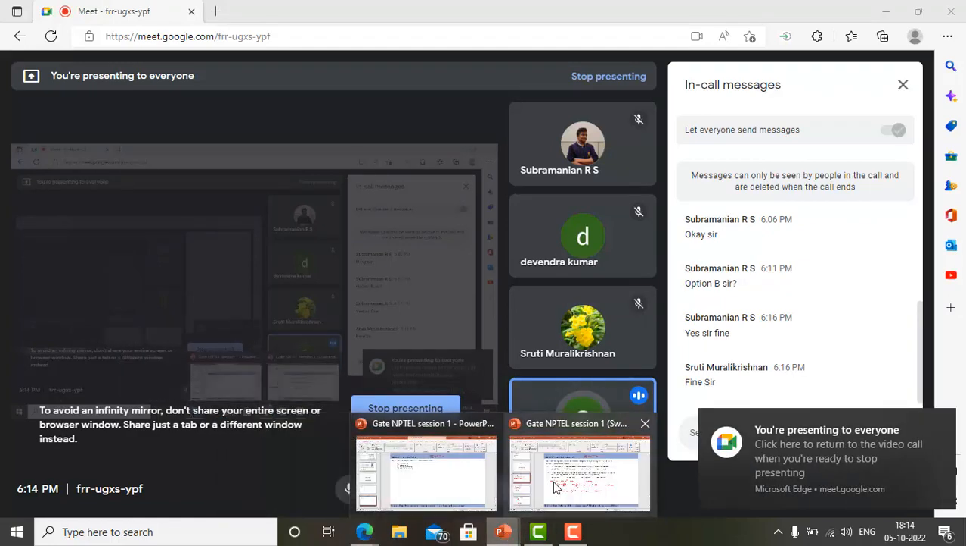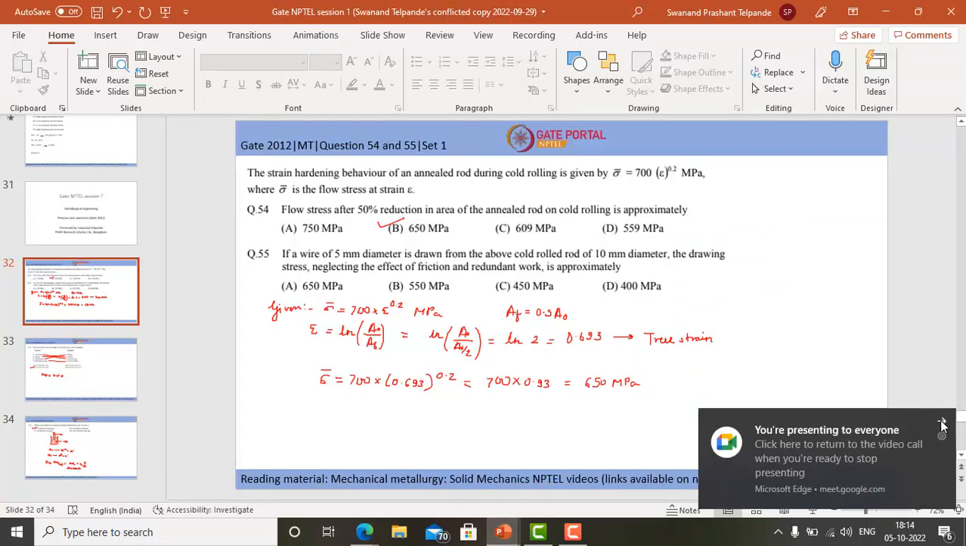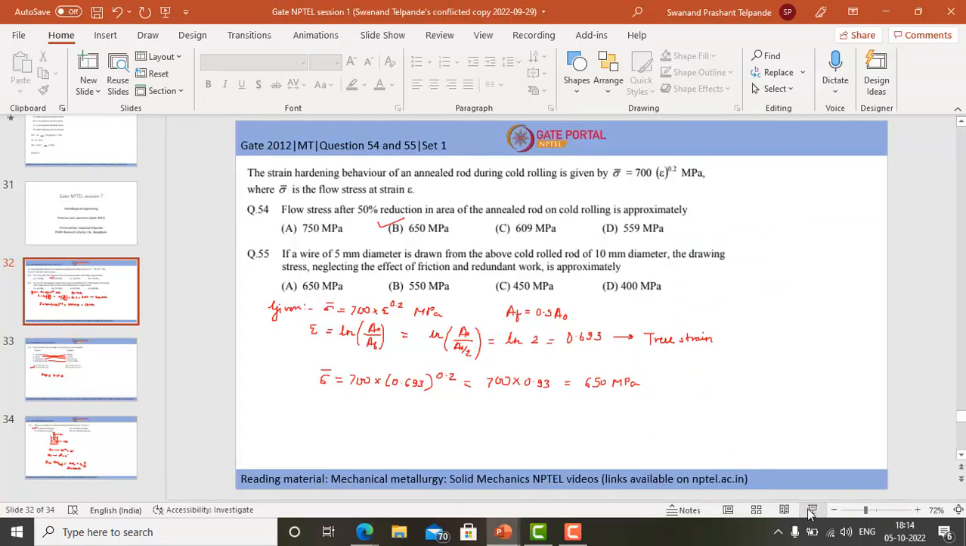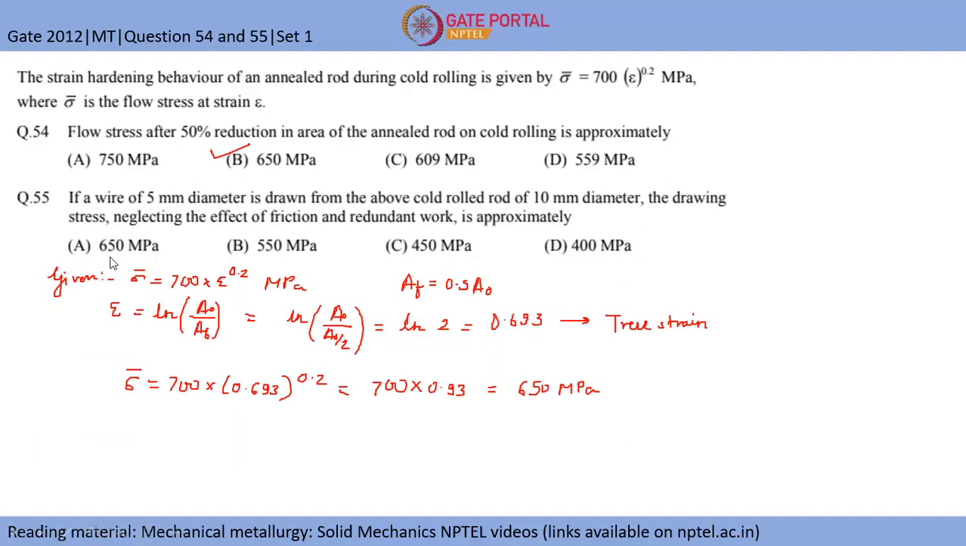I will again showcase the question, which is 55, and the answer of this question is not in the above options. So all marks were given to all of the students because the correct answer was not present in either of these four options. So I will give you 2 minutes to solve question number 55.